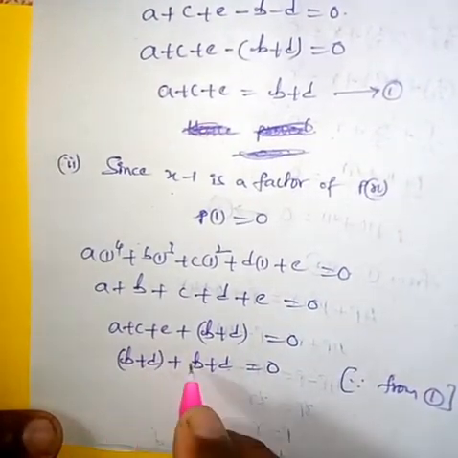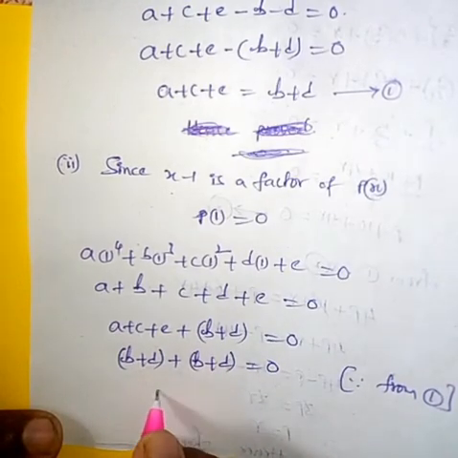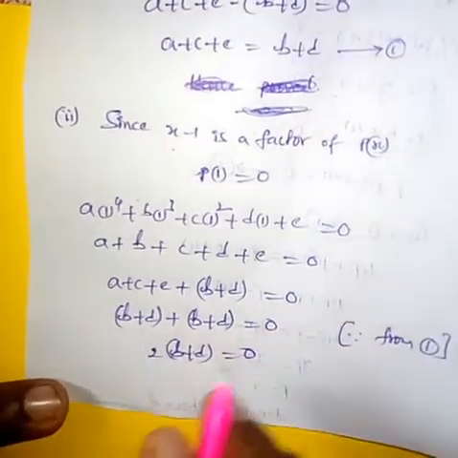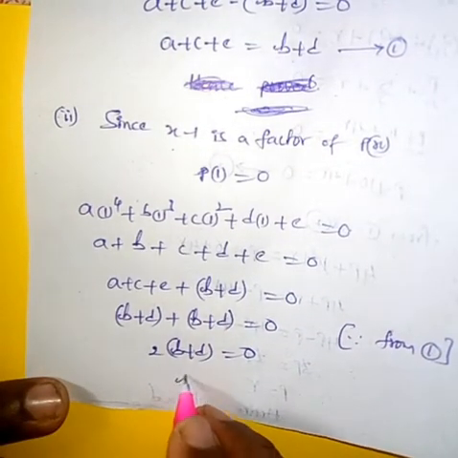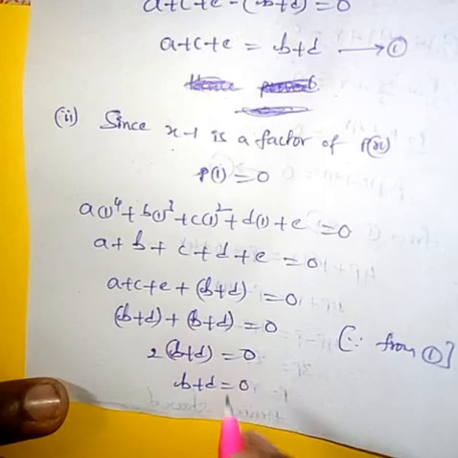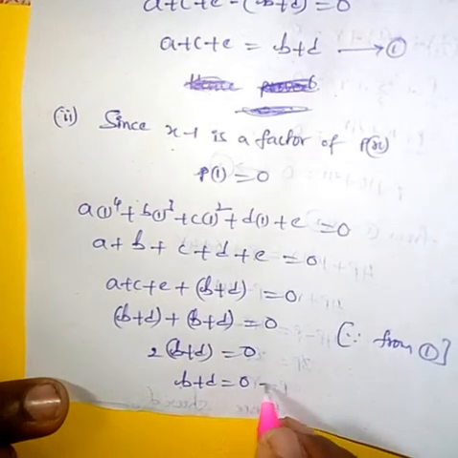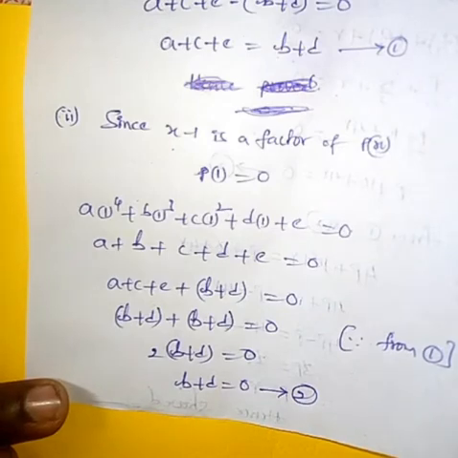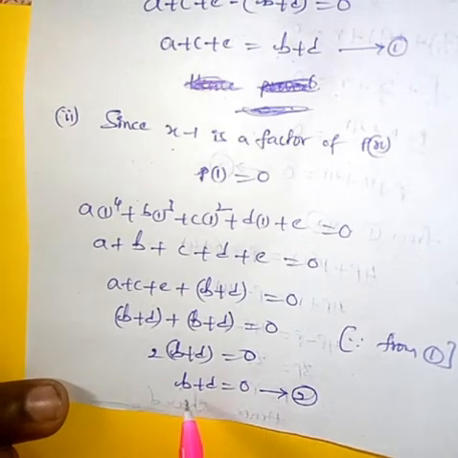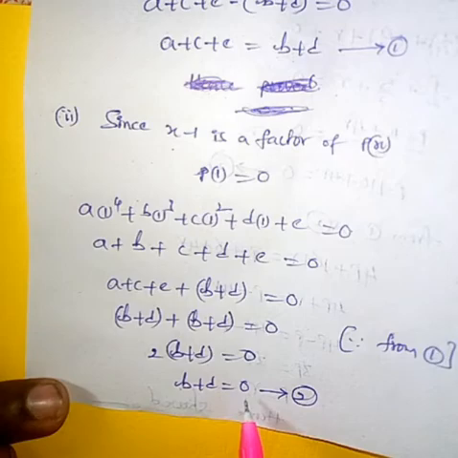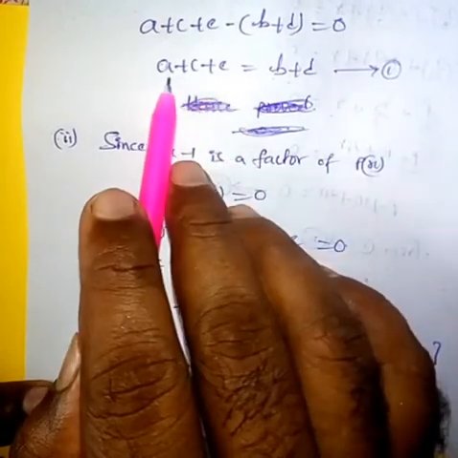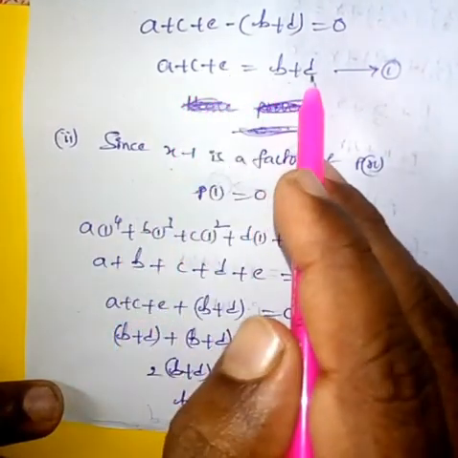Here one b plus d and another b plus d, that means 2 b plus d's, that is 2 into b plus d is equal to 0. Now transpose the 2 value, you can get b plus d is equal to 0. Name this equation as 2. So from equation 2 you can see that b plus d equal to 0, and if you substitute this value in equation 1, you can get a plus c plus e is also 0.